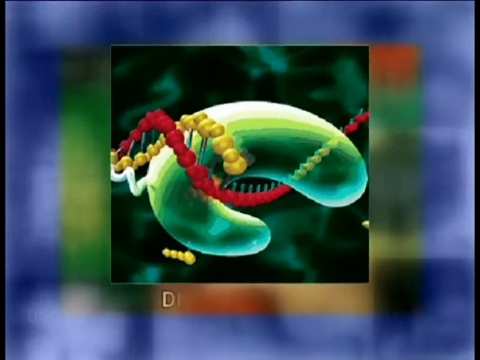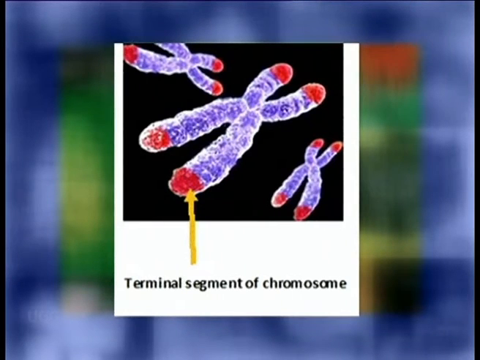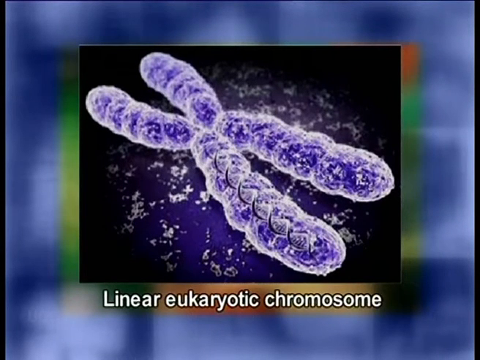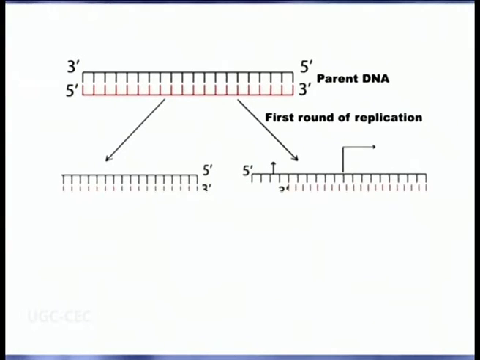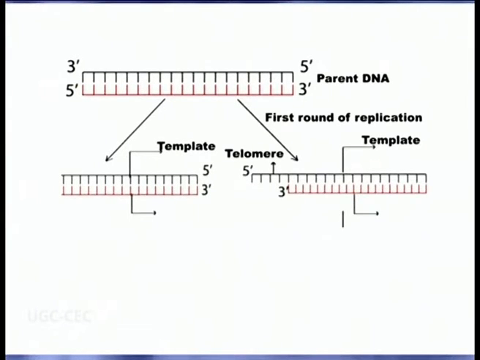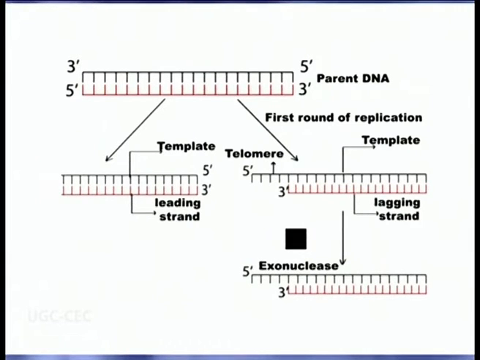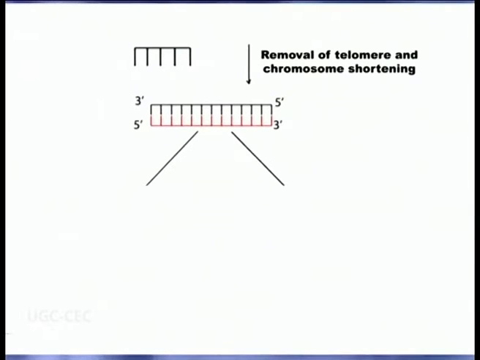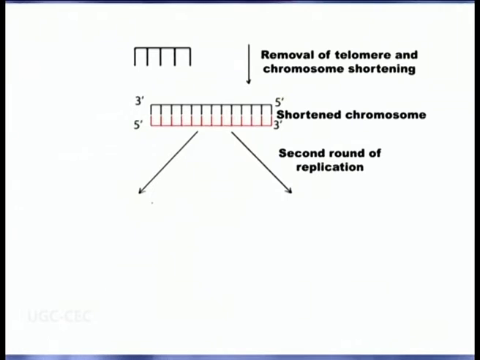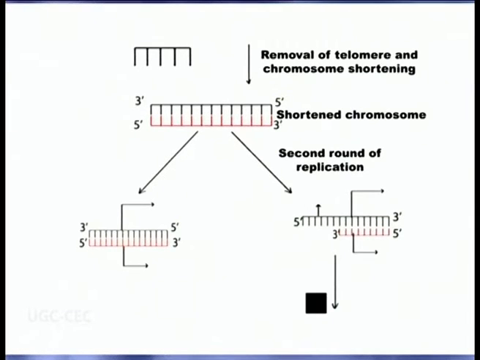To conclude, it is worth mentioning that DNA polymerase cannot replicate the terminal DNA segment of the lagging strand in eukaryotic chromosomes. This is because of the linear nature of eukaryotic chromosomes. This single-stranded terminal end, which is called the telomere of the lagging strand, will be removed by some exonuclease enzymes. If there is no mechanism to replicate the telomere region, the chromosomes will become shortened and shortened in each round of replication.